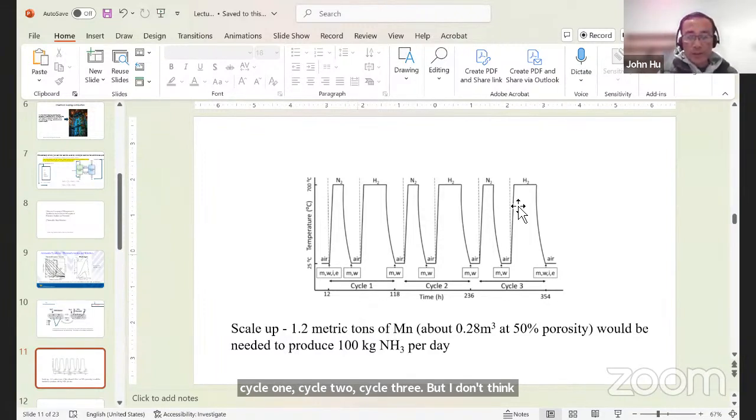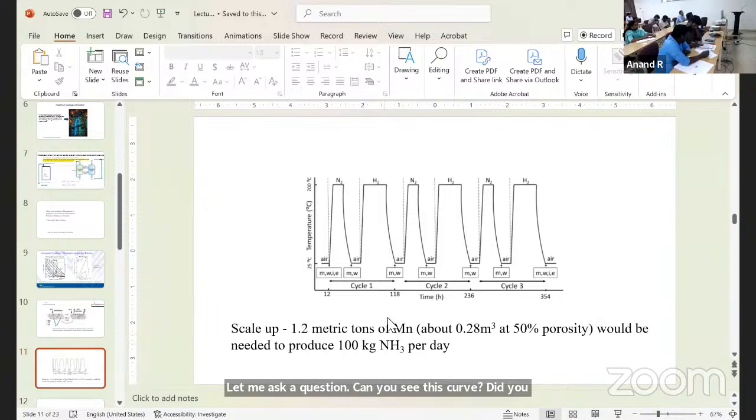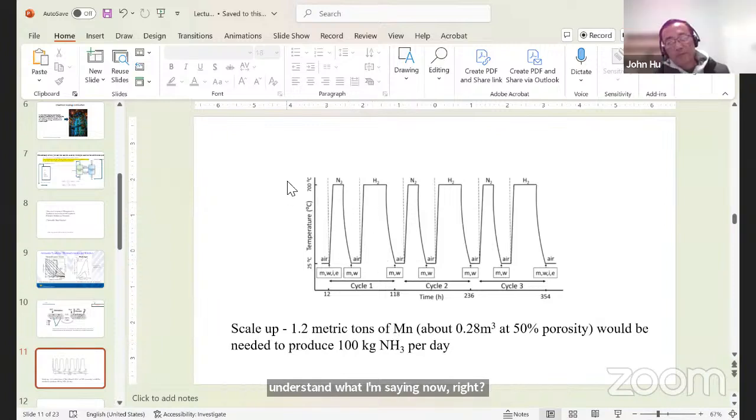Let me ask a question. Can you see this curve? Did you understand what I'm saying now, right? Yes, sir. It's just so much overlapping. This one overlapping with this one, and overlapping this one.